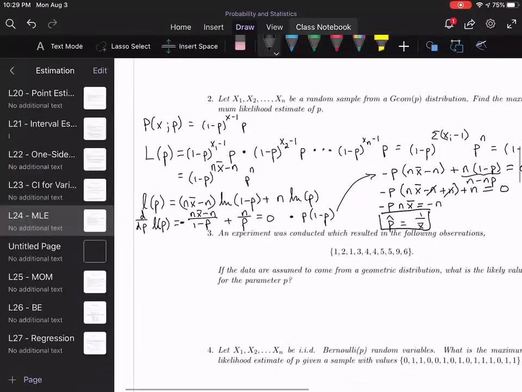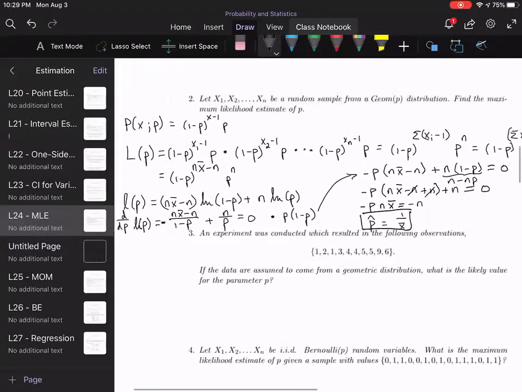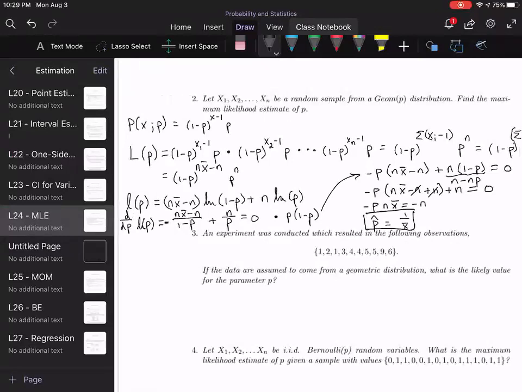All right, so that was your second example. The third one actually has data, so you'll get to see it applied. It says an experiment was conducted, which resulted in the following observations. So you've got 1, 2, 1, 3, 4, 4, 5, 5, 9, 6. That's your sample. If the data are assumed to come from a geometric distribution, what is the likely value for the parameter p? So this is great because in problem 2, we found that the MLE estimator for a geometric distribution is 1 over x bar.